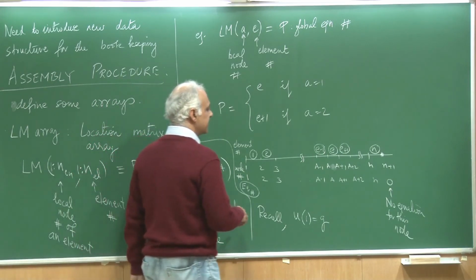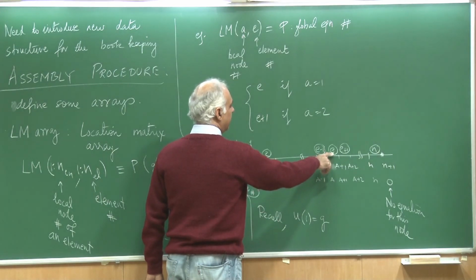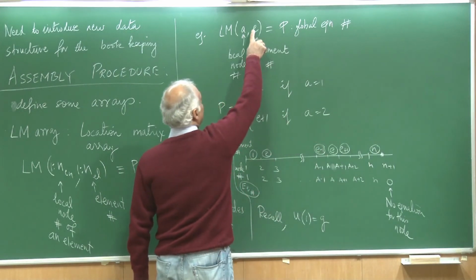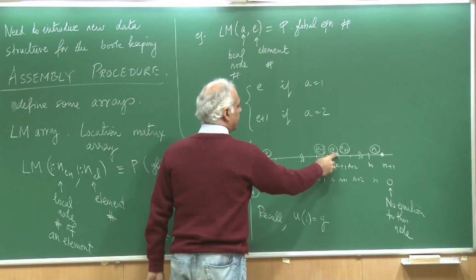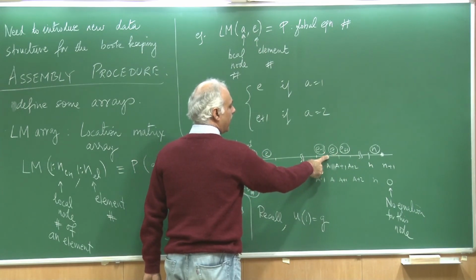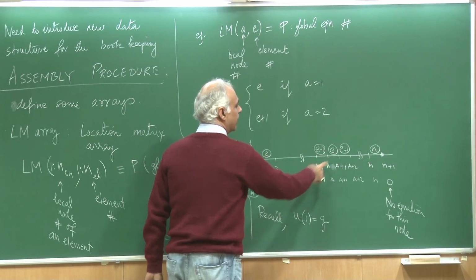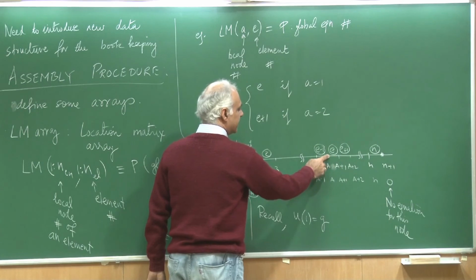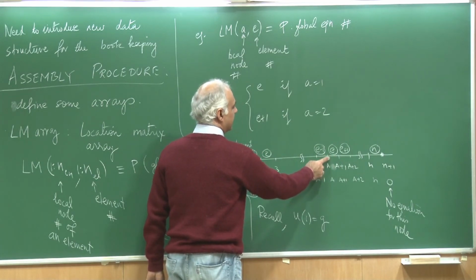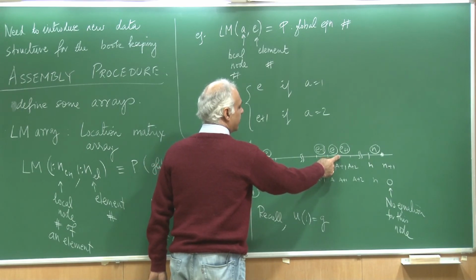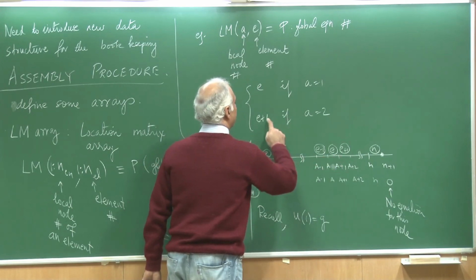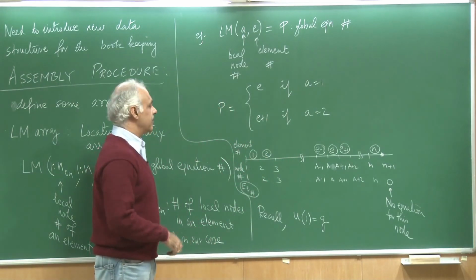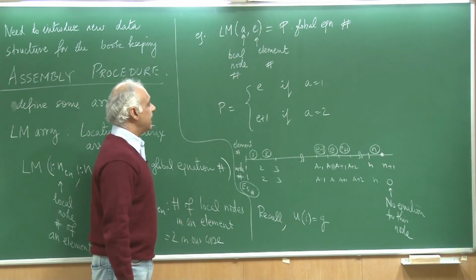And now you can understand this formula that I have written. What is being said is that if I am in element number E, and for this element, this is local node A equal to 1, this is local node A equal to 2. And what are the equation numbers? Well, the equation numbers are exactly the same as node numbers. So, this would be node number A, which I can also call E, and this is node number A plus 1, which I can also call E plus 1 by the element number. So, that is the reason the LM array has been given this form.